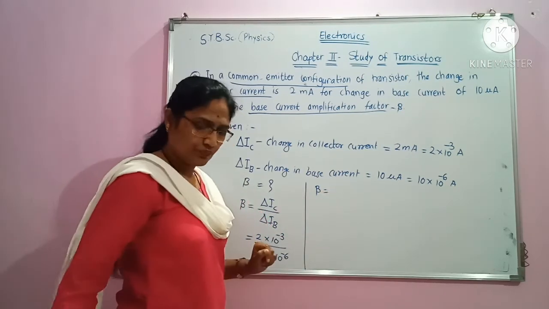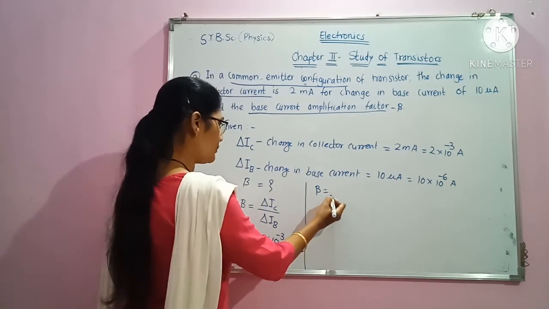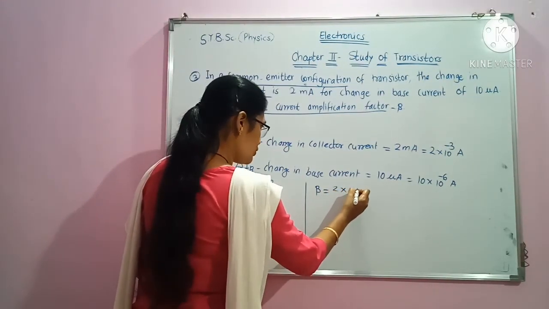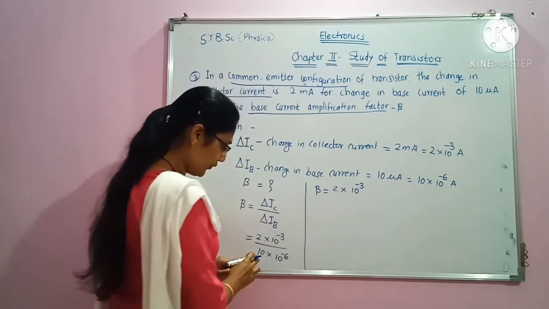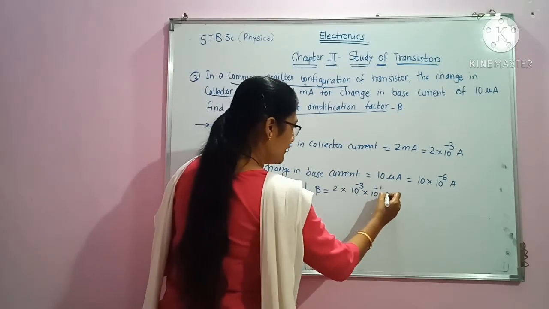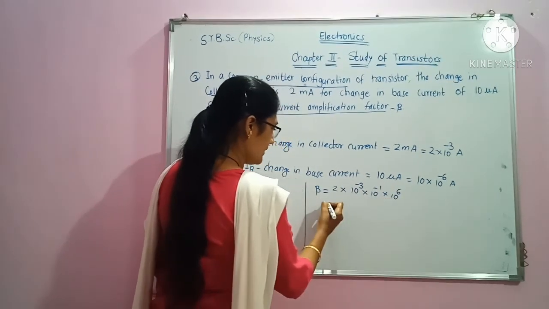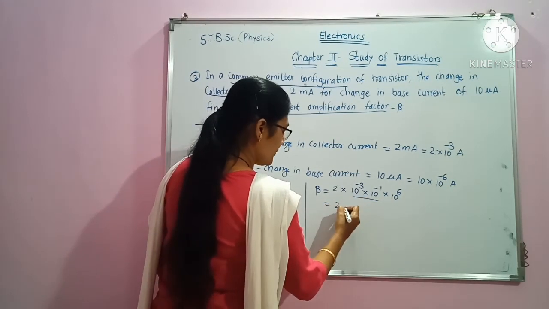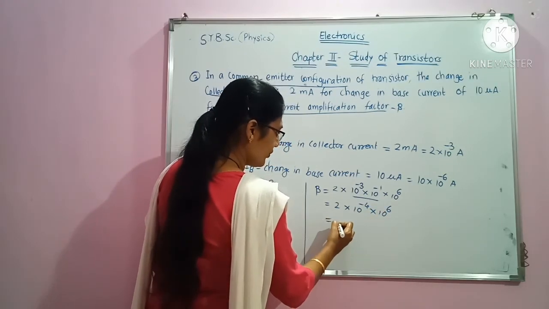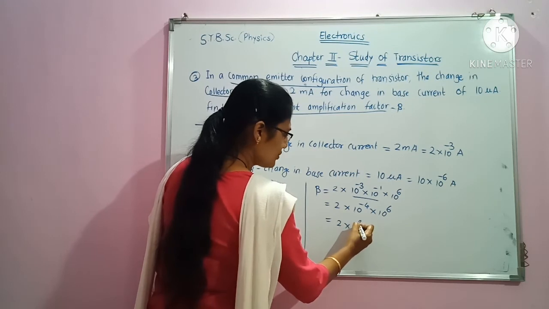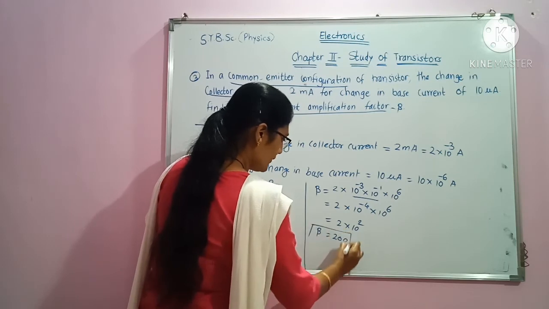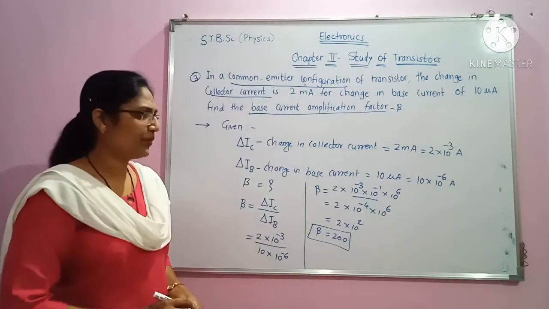So beta is equal to 2 into 10 raised to minus 3 divided by 10 into 10 raised to minus 6. Taking this 10 as 10 raised to minus 1 into 10 raised to plus 6, we get 2 into 10 raised to minus 4 into 10 raised to 6. Therefore 2 into 10 raised to 2, and hence beta is nothing but 200. 200 is the value of beta.